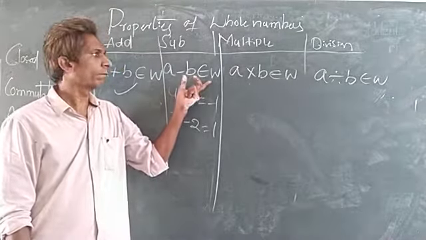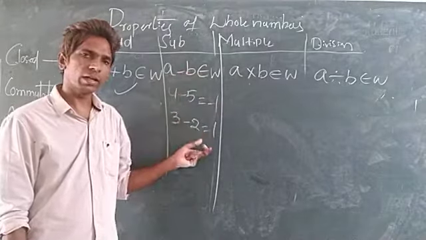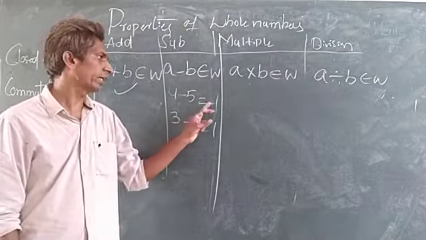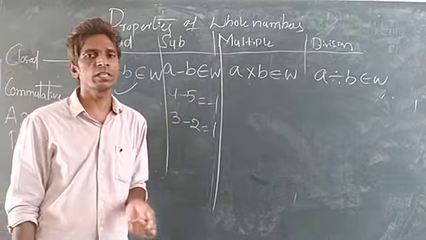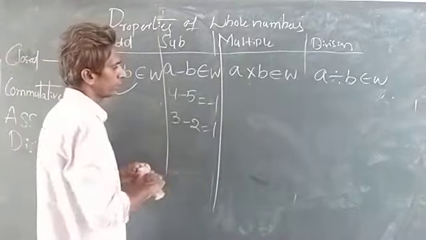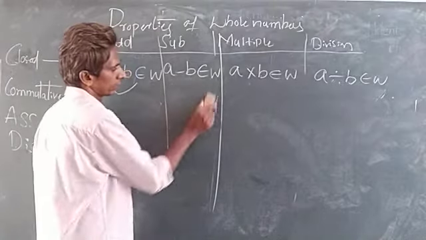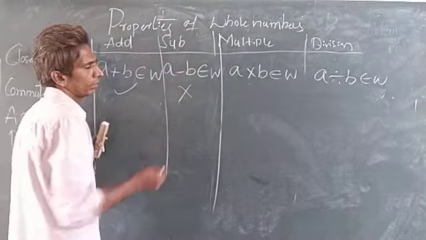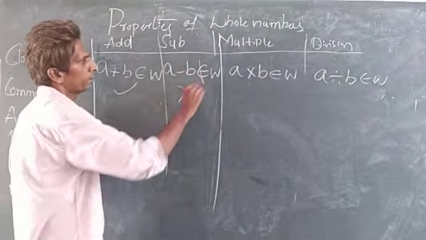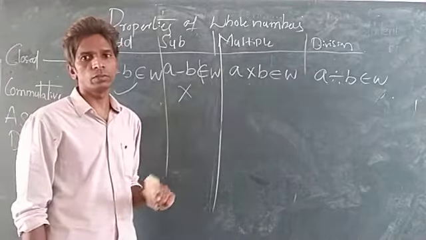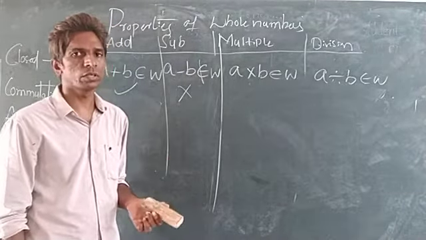One time it should be equal, another time it should not be equal with a whole number. So it came minus 1, and minus 1 is not a whole number. That's why subtraction does not belong. So A minus B does not belong to W.